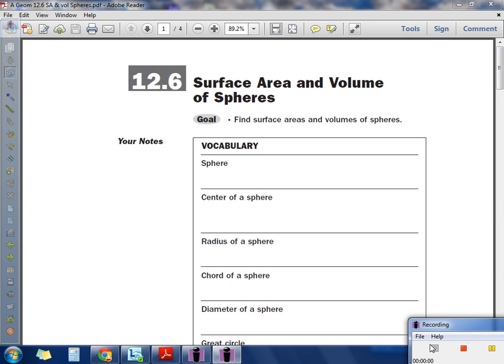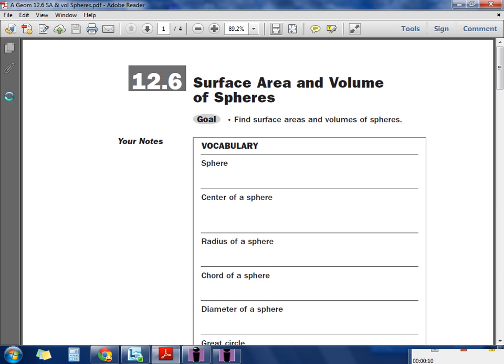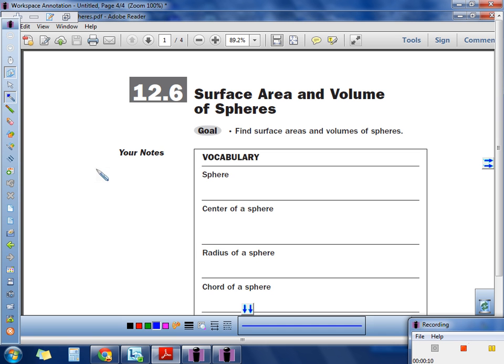Today's lesson is about surface area and volume of spheres. Now, spheres are pretty simple. It's kind of like a 3D circle. Some people just call it a ball. It's kind of what it looks like.